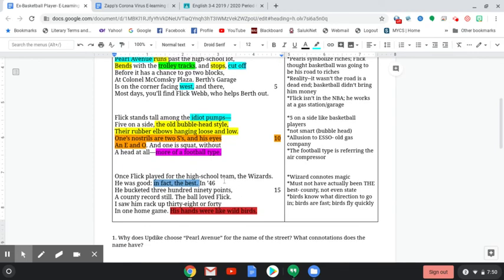Flick stands tall among the idiot pumps, 5 on a side, the old bubblehead style, their rubber elbows hanging loose and low. One's nostrils are 2 S's and his eyes an E and O. And one is squat without a head at all, more of a football type.